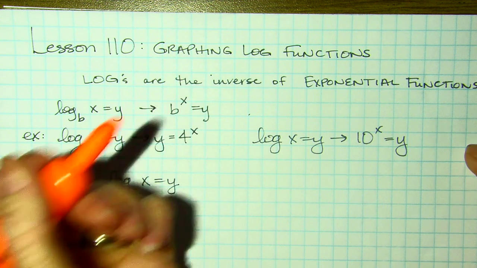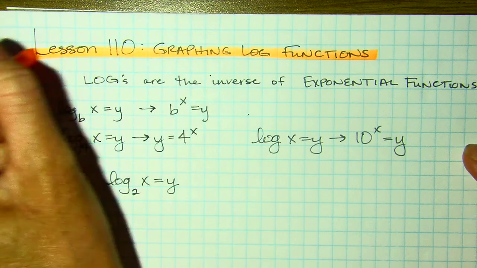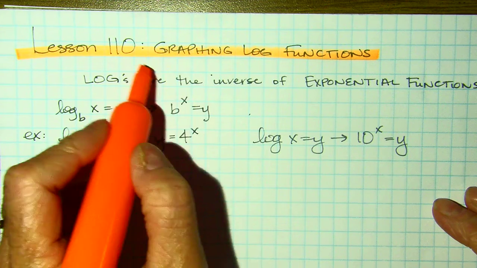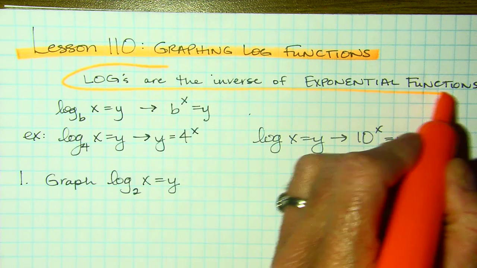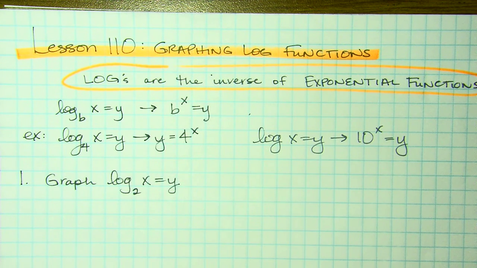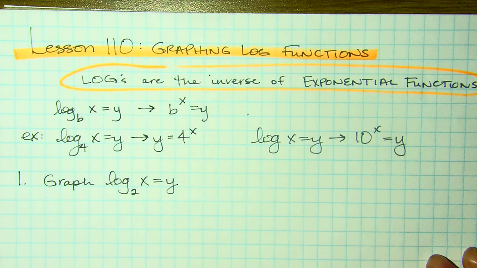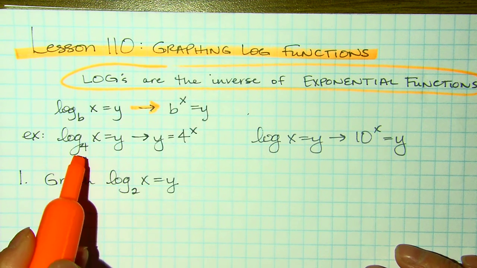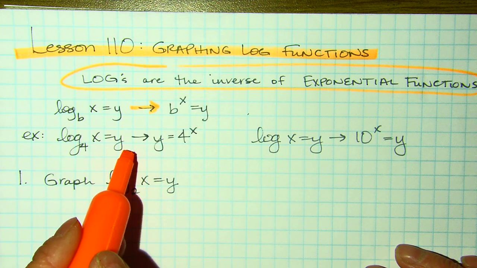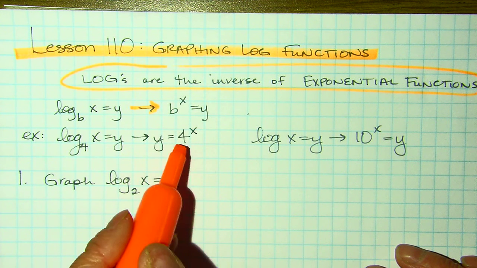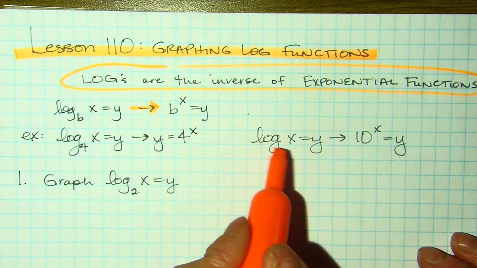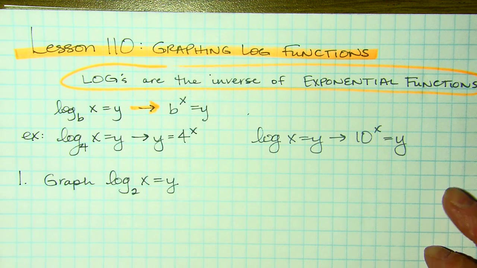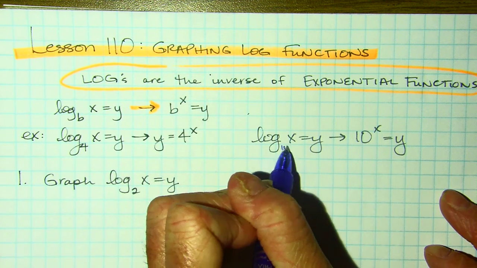So lesson 110, we are going to be graphing log functions. Something to remember is that logs are the inverse of exponential functions, and we're going to use that knowledge to build their graphs. I've given a few examples. So here's the rule: log base 4 of x equals y, the inverse would be y equals 4 to the x. Log x equals y is the same as 10 to the x equals y, because there's an invisible 10.